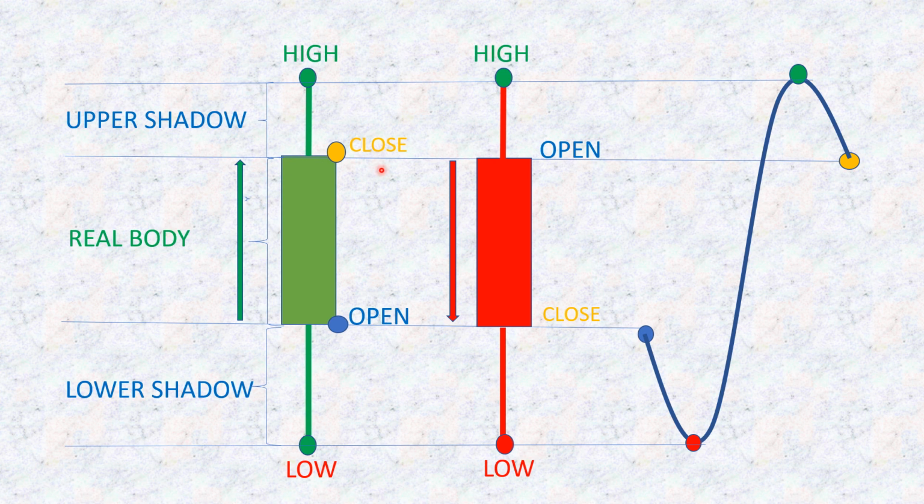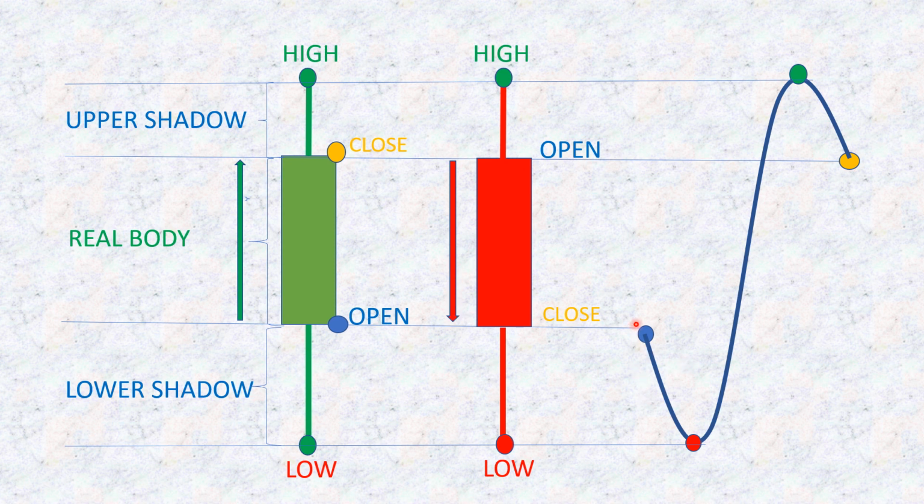Now, if the close price is above the open price, the color of the candle is green. And if the close price is below the open price, the color of the candle is red. The green candle represents increasing price, and the red candle represents decreasing price.